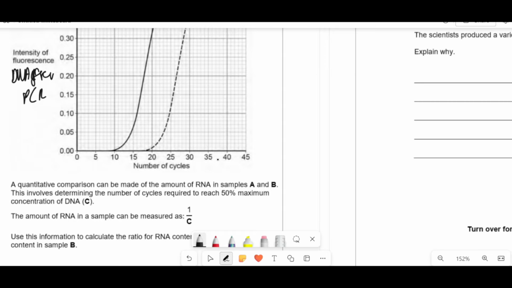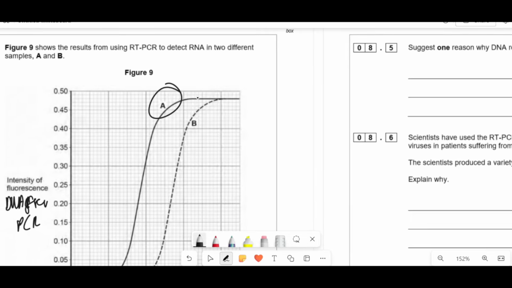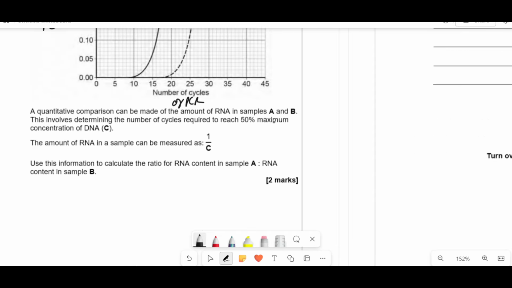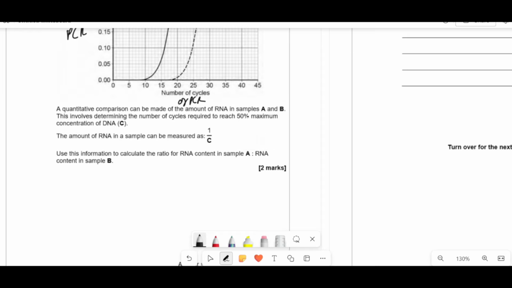And then here we're looking at the number of cycles of PCR. Cool. And then the curves are showing A and B, and this is the RNA in two different samples, sample A, sample B. A quantitative comparison can be made of the amount of RNA in samples A and B. This involves determining the number of cycles to reach 50% maximum of DNA, C. The amount of RNA can be measured as 1 over C. Use this information to calculate the ratio of RNA in A versus B. Use what the question's telling you.